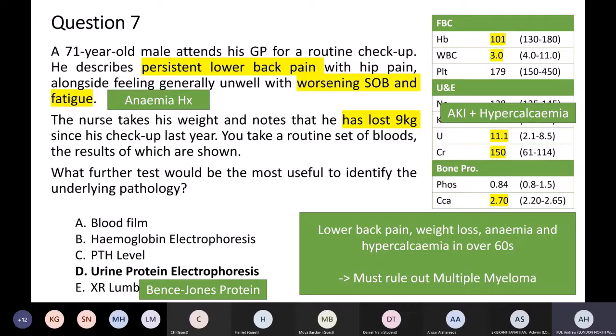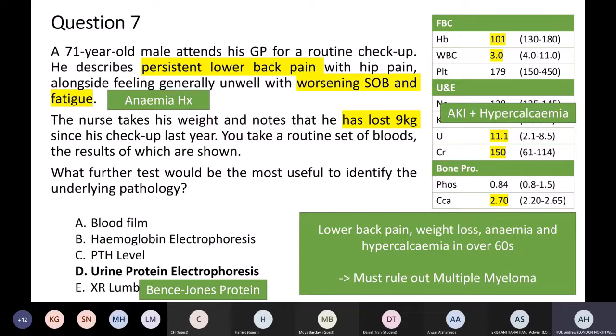So multiple myeloma is a cancer of the plasma cells, the cells that produce antibodies. And I always like to remember the symptoms for multiple myeloma as CRAB, which is an acronym. C for high calcium, R for renal failure or AKI, A for anemia, and B for bone pain. So you get bone lesions like lytic lesions or compression fractures, which may warrant a skeletal survey or a CT, probably not an X-ray, like in the multiple choice.